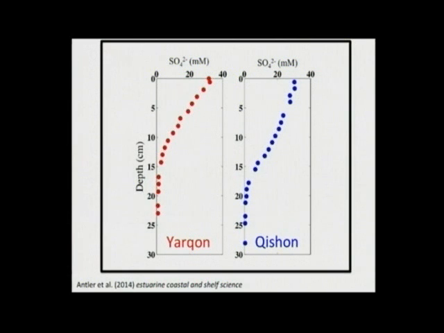And this is the sulfate concentration. You can see that in both of them, the sulfate is going down, and after 20 centimeters, we don't have sulfate anymore. The profiles are not identical, but they are similar in many regards, especially if you take into account that the scale of this depth can vary between a few centimeters to a few hundred meters.